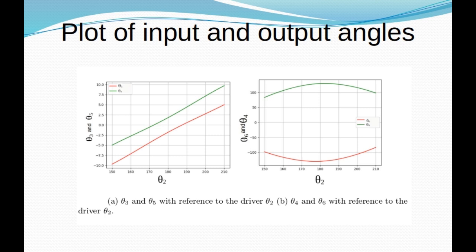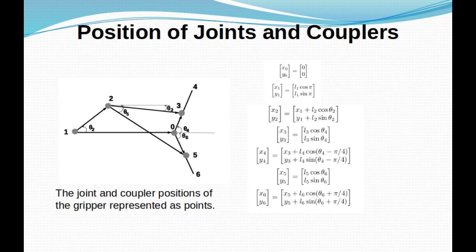The positions of the joints and couplers are shown in this slide, where x0 and y0 are at point 1. Point 1 refers to x0 and y0, which is treated as 0, 0, and the rest of the points are treated as follows. And we form the positions of the joints and couplers.